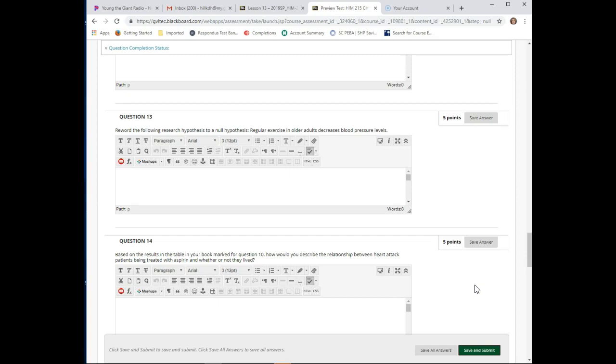So a null hypothesis is stating there's no difference. So a null hypothesis would be, in older adults, there is no relationship between regular exercise and blood pressure levels.